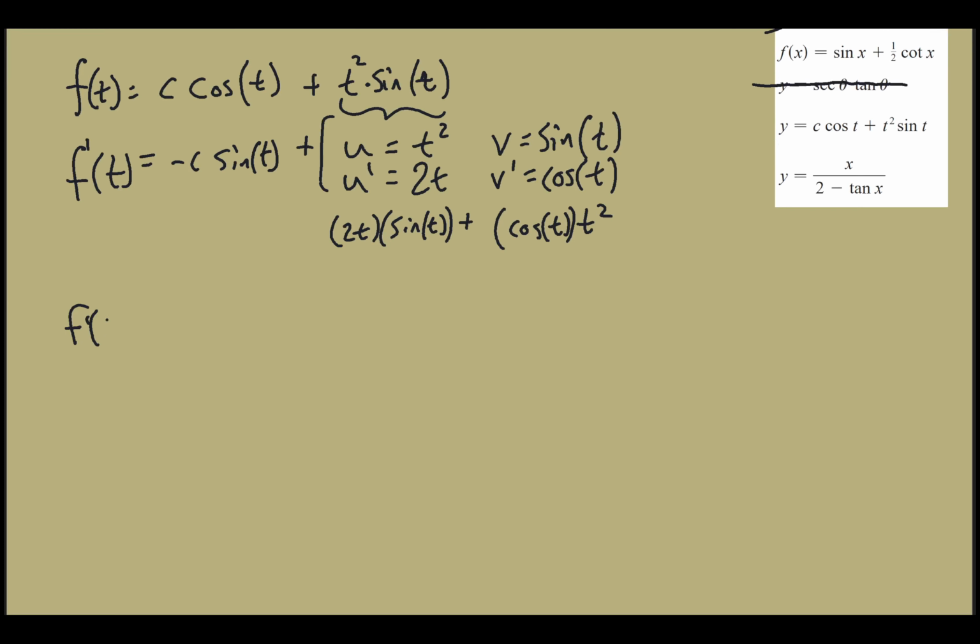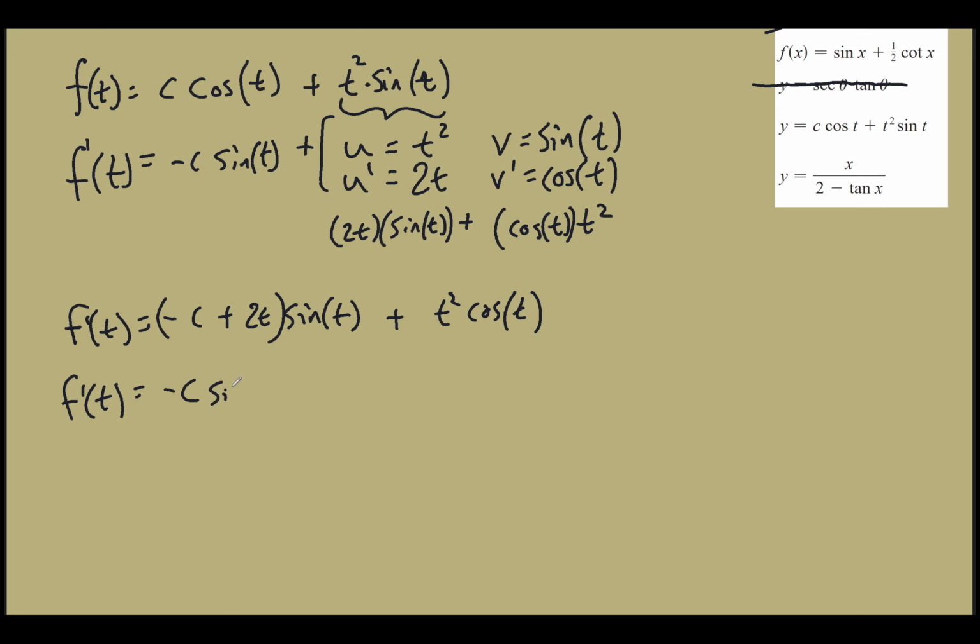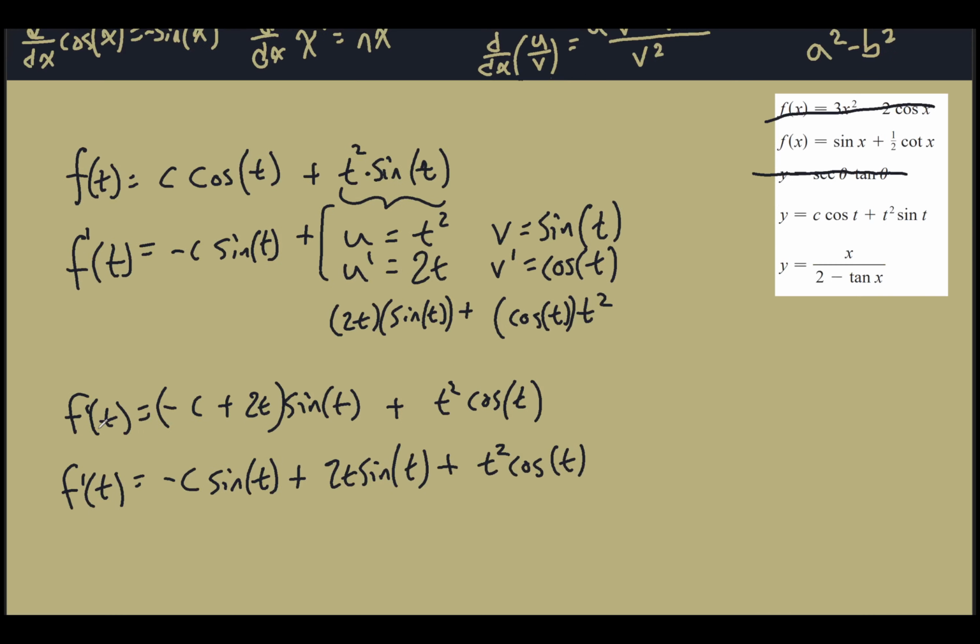f prime of t is equal to negative c sine of t plus 2t sine of t plus t squared cosine of t. That might be where I leave it. I prefer to have it totally worked out. Maybe a different way to write it, and the easiest way would leave it somewhat like before, where it'd be negative c sine of t plus 2t sine of t plus t squared cosine of t. All of those will work.